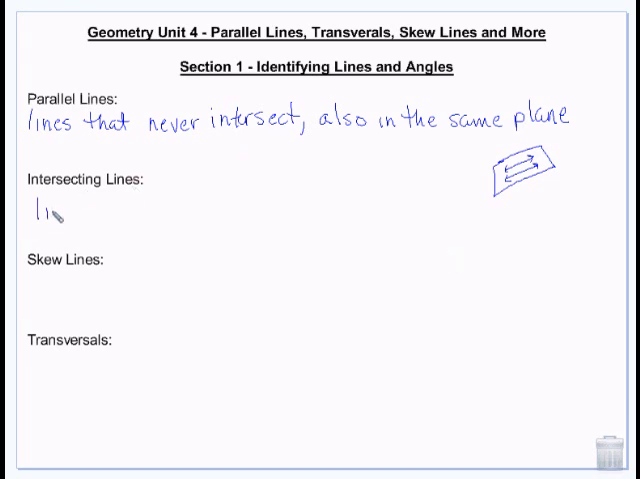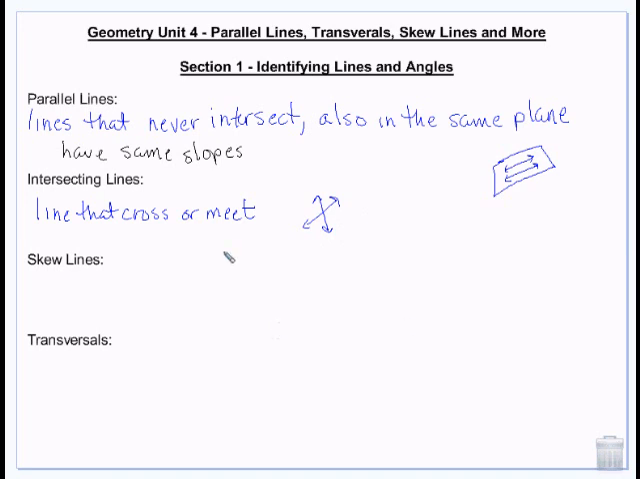Intersecting lines are lines that meet or cross. Another thing about parallel lines, they have the same slope. So intersecting lines just meet.